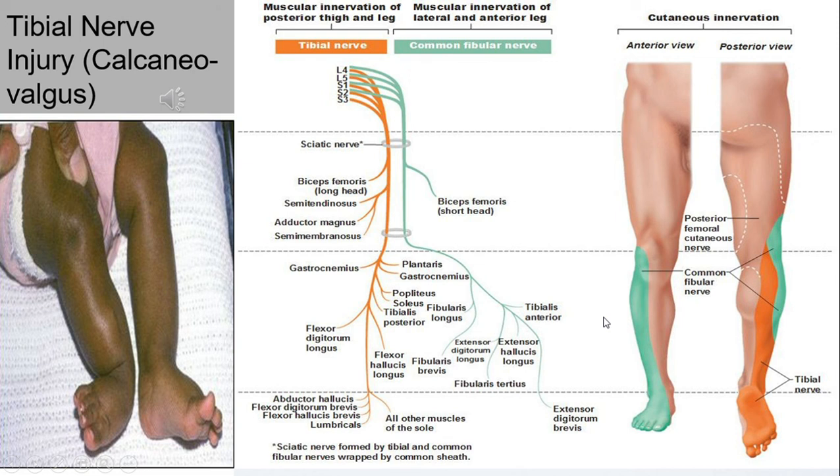All the territory of skin of tibial nerve is numb, as shown in this diagram: the posterior part of leg and the sole of foot. Then motor effects are inability to perform plantar flexion and to some extent inversion. So the foot is in this condition as shown here. It is everted and dorsiflexed. This condition is known as calcaneovalgus.